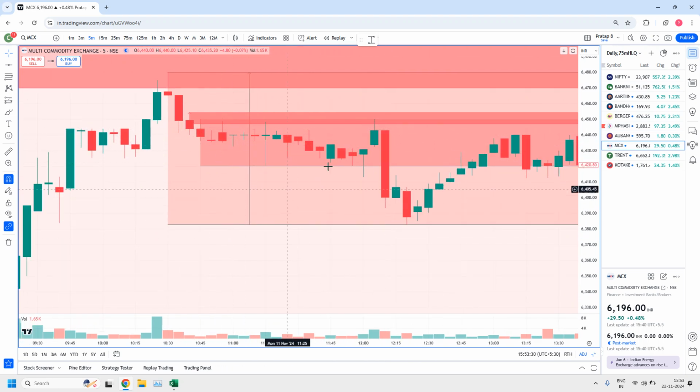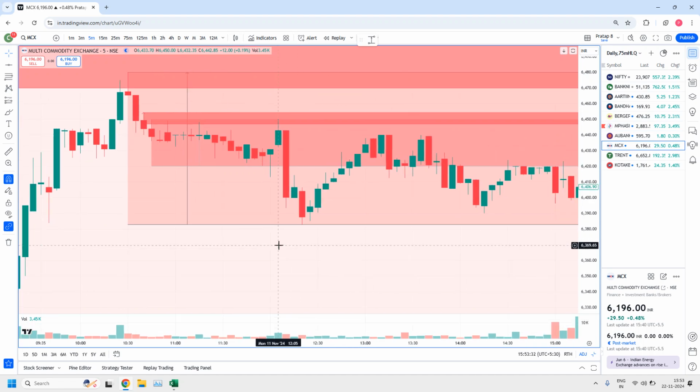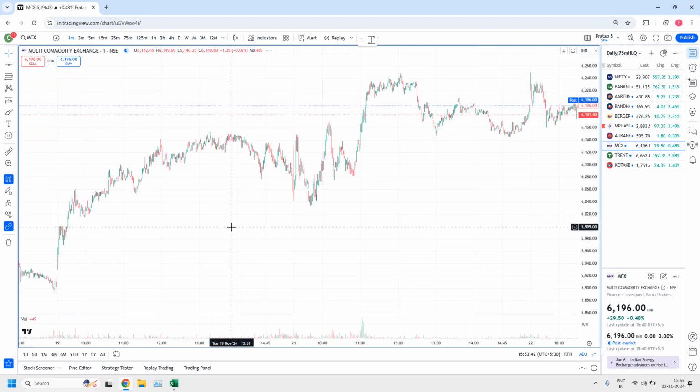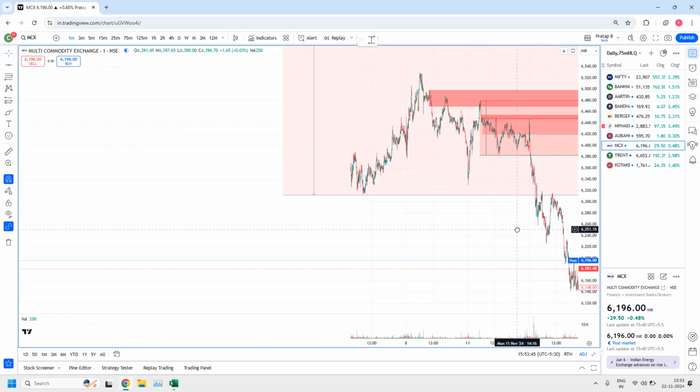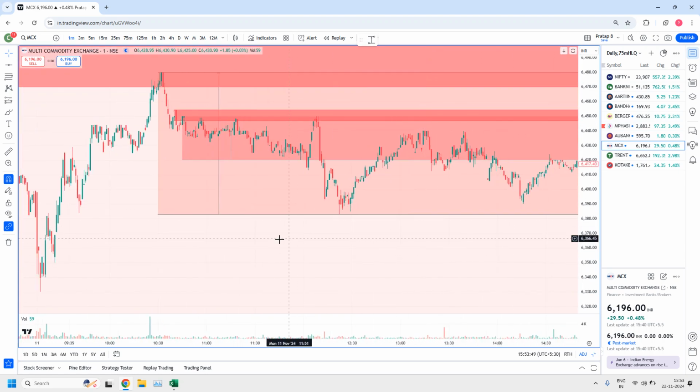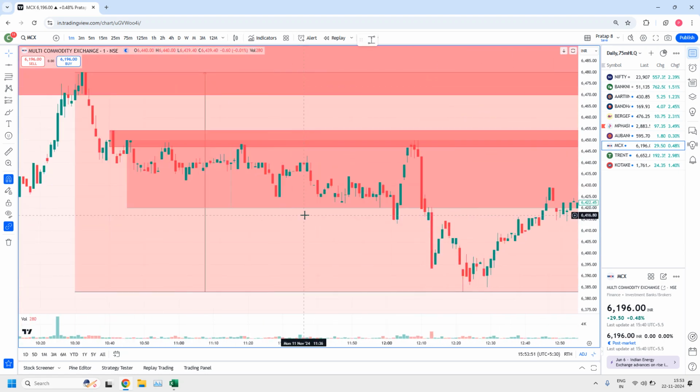Here the 5 minute structure is not good. So what I did, I went to the 1 minute time frame. Why I went to the 1 minute time frame, I will tell you. So you have a rally base drop. This is the 1 minute zone.